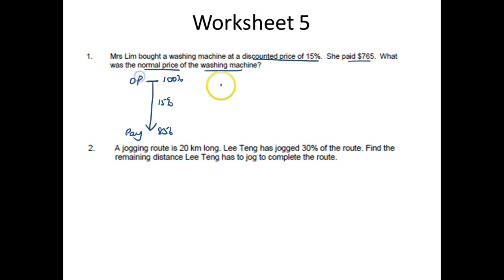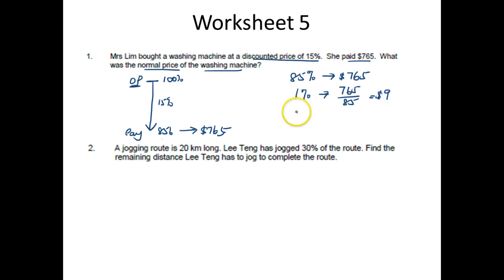This is the original price. She paid $765. So I know that 85% is $765. What is the normal price, which is the original price? So 1% will be 765 divided by 85, which is $9. And 100% will be $9 times 100, which is $900. So the normal price is $900.